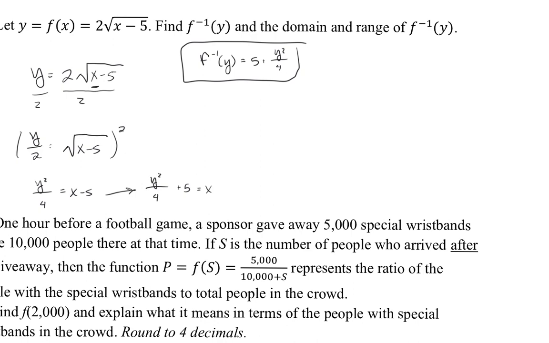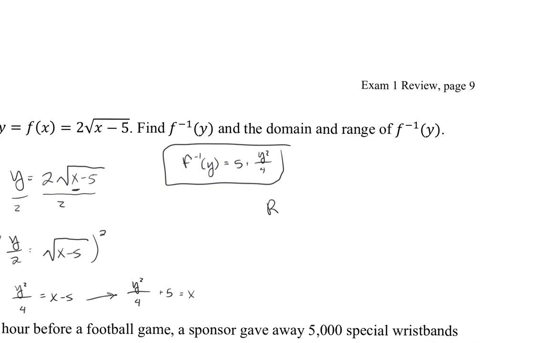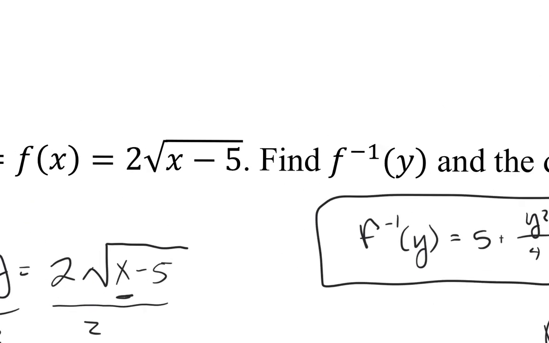To find the domain and range, we're going to want to notice that the range of f inverse of y is equal to the domain of f of x. So our domain of f of x, the big thing that's going to mess us up here is x minus 5. We cannot have the square root of a negative number, so we want to say x minus 5 greater than 0. That means x has to be greater than 5.